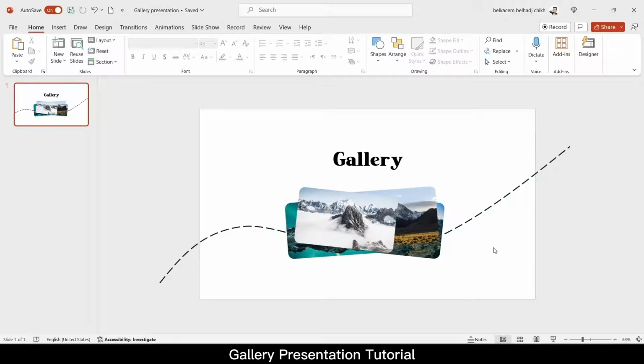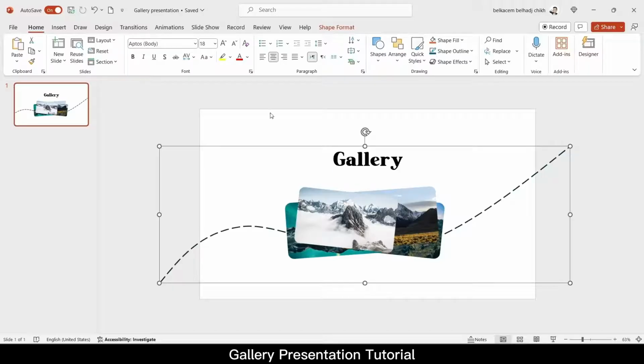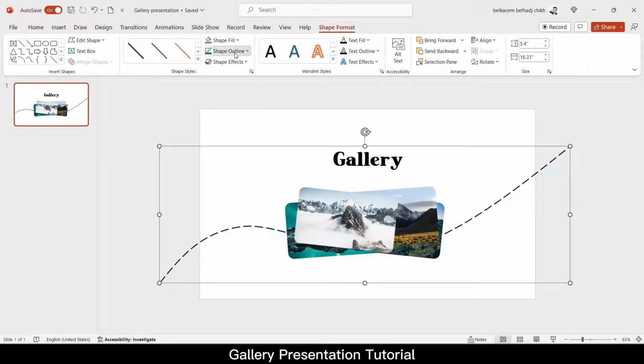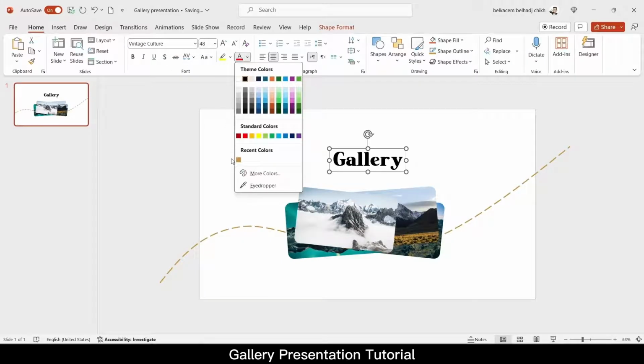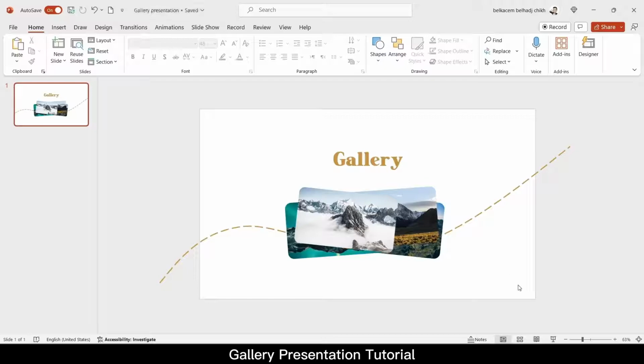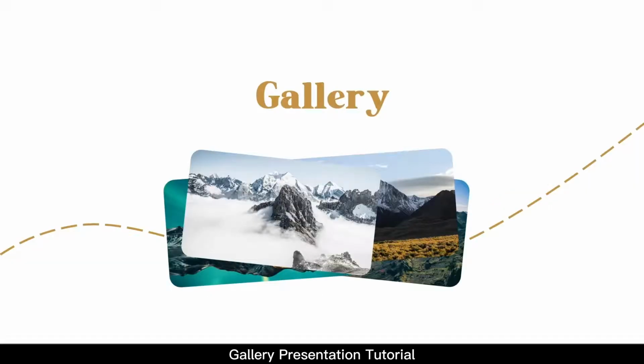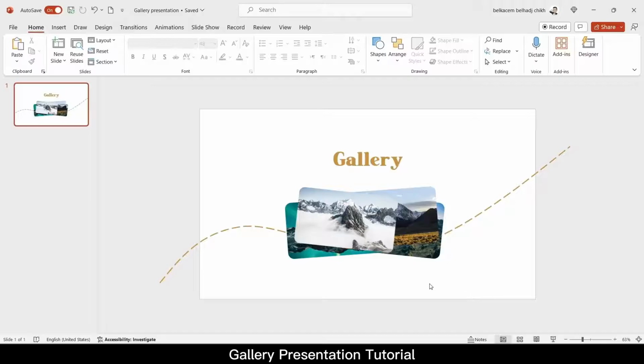And perfect. So let's try to choose a color for the line and the gallery title. So let's select first the line, and I'm gonna pick a color with the eyedropper from that picture. Nice. So let's apply the same color to the title. So the design of this slide is nearly done, and we need to add one more detail.